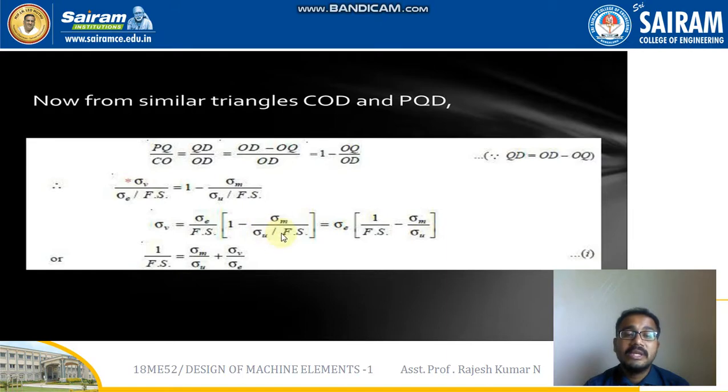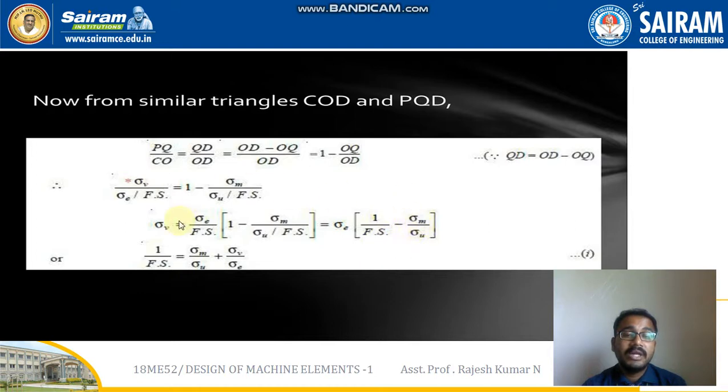So how did we get this equation? By taking this Fs inside. You can see I have taken this Fs inside, so 1 by Fs minus sigma M. Again this Fs comes back to the numerator, and this Fs gets cancelled, so I get sigma M by sigma U. Finally I will get 1 by the factor of safety, and we denote it by small n also.